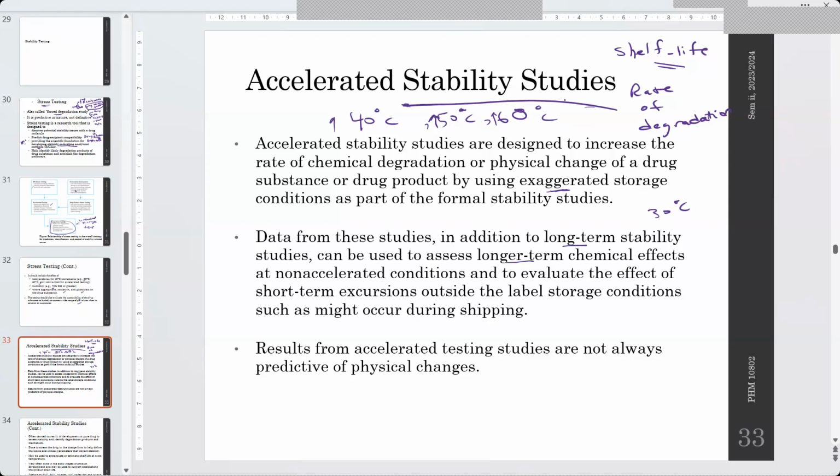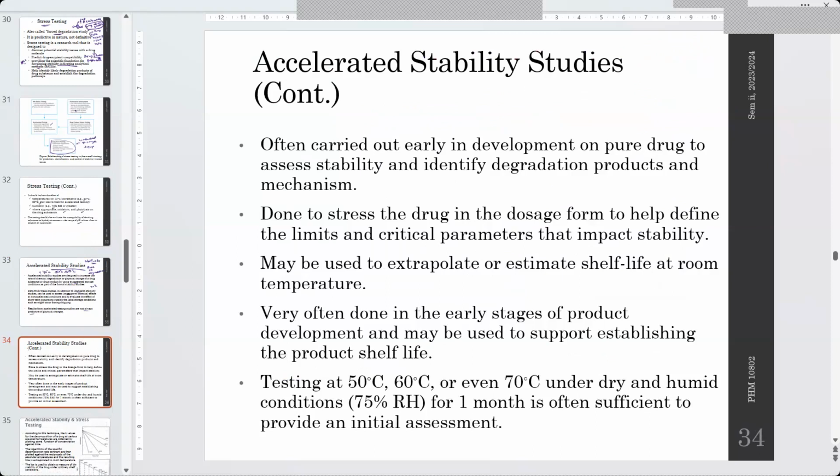But usually, as I told you, results are not always predictive of what will happen at room temperature, whether physical or chemical changes. It's just a preliminary estimate. And this is done in early development on pure drug to assess the stability and identify degradation products. It can be done also on the dosage form to help define the limits and critical parameters that impact stability. It may be used to extrapolate or estimate the shelf life at room temperature, as I will explain in the coming slides.